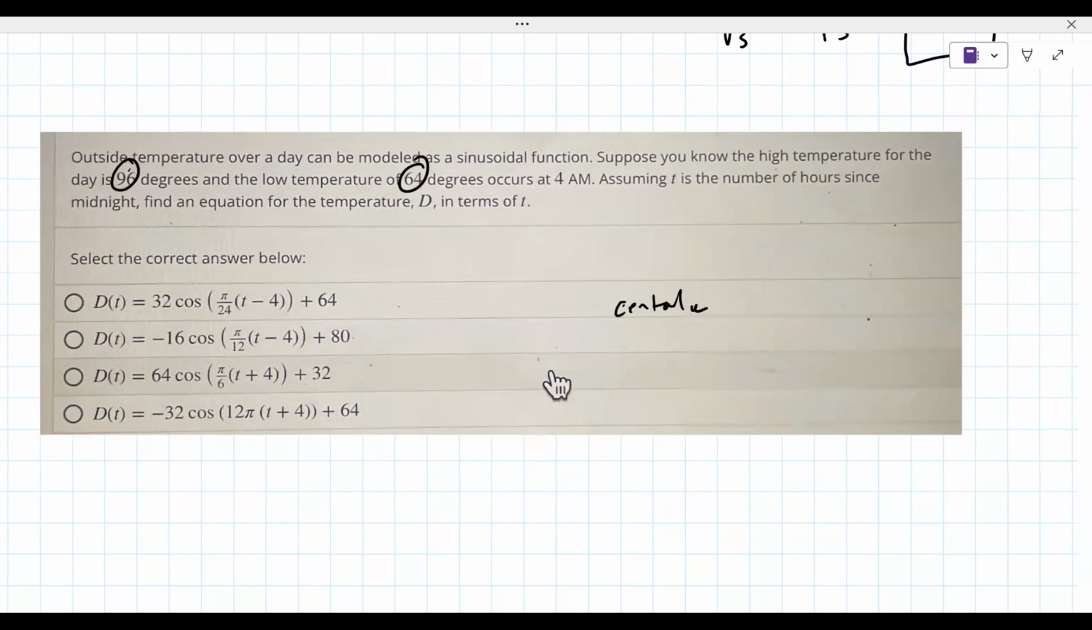Line, which is right between those. It's the average, 96 plus 64 over 2, which is 80, which will be that one there. Got it. Especially since this is multiple choice.